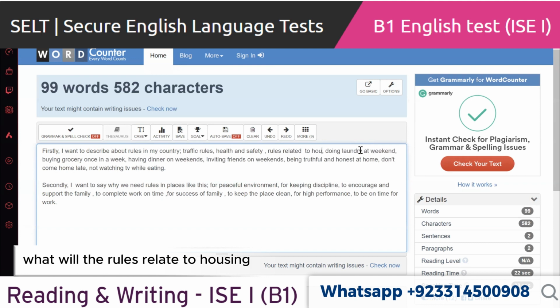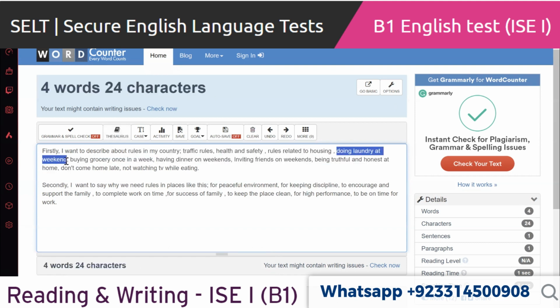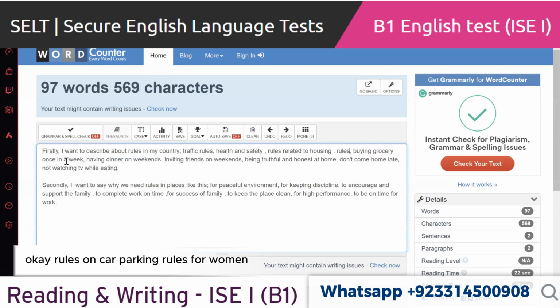What are the rules related to housing? Definitely those related to rentals and buying property. There's a law that you can increase rent by this much percentage, a 10% increase or 7% increase, whatever it is. Rules related to housing in your country, right? Then rules related to women, rules on car parking.